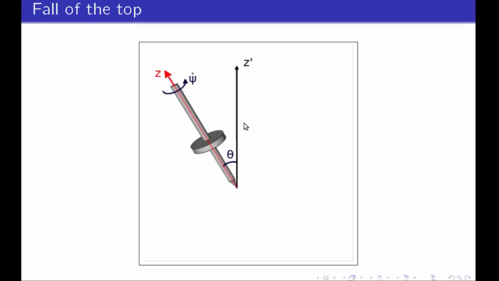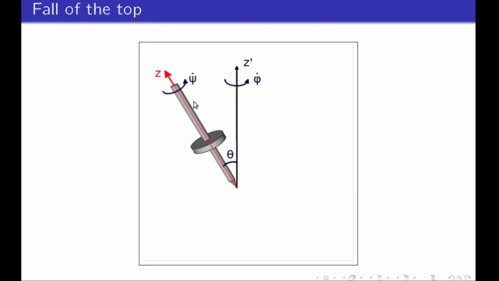Now we will try to understand the fall of the top. In the video, we have seen that as time passes, the symmetry axis of the top deviates from the z prime axis. To understand the fall of the top, we need another reference frame, which is the body reference frame, and it is fixed to the top. Its z-axis is anchored to the top symmetry axis, and the angle theta shows the deviation of the symmetry axis of the top from the z prime axis.